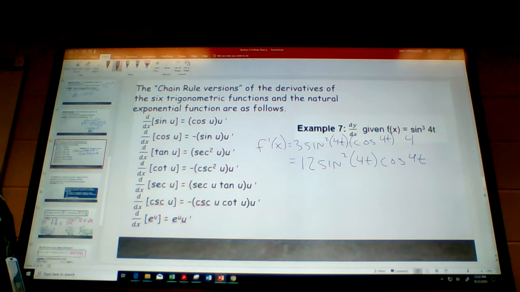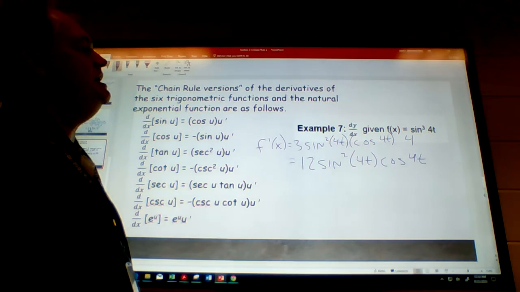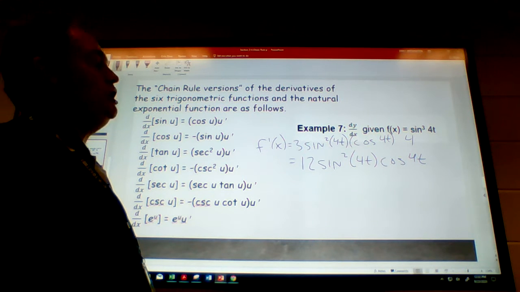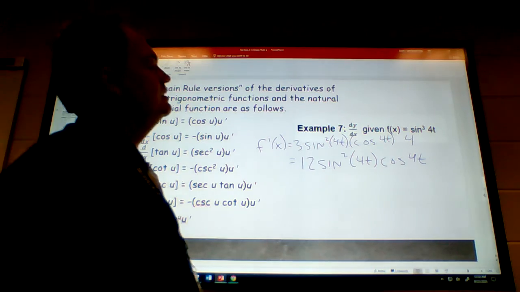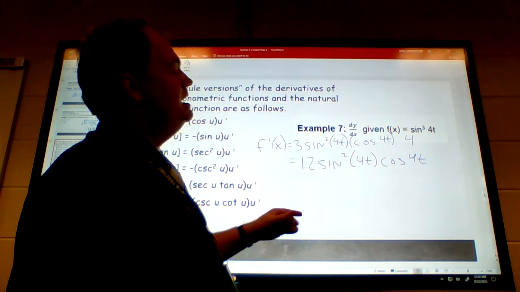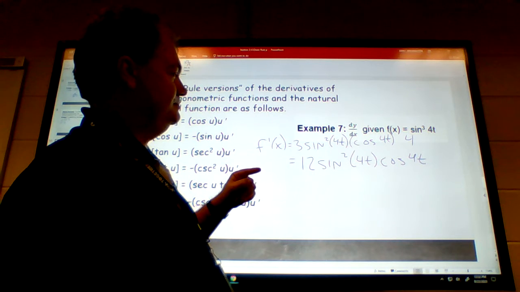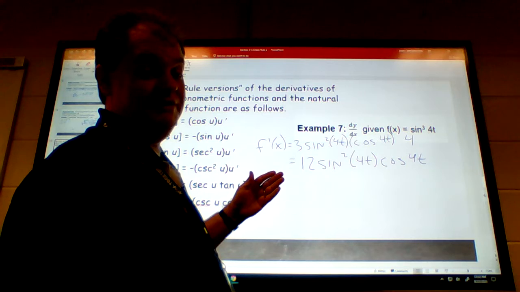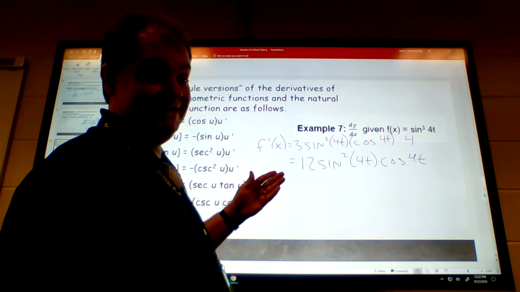All right, this next one, f of t equals sine to the third of 4t. It's actually going to be multiple parts. So it's going to be a chain rule within a chain rule. And this part kind of confused me when I first learned it. So if it's kind of struggling with you, I completely understand.